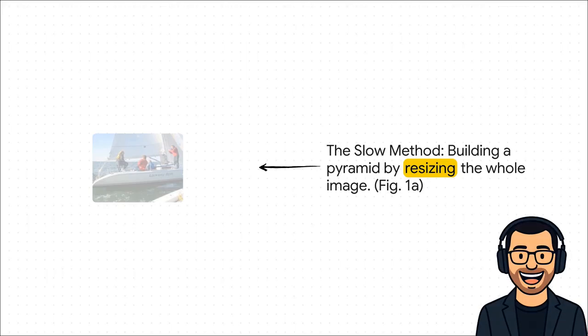Now, this worked great for accuracy. You got these rich, detailed features at every single scale. The problem? It was computationally brutal, just absolutely brutal. Processing the same image that many times made it way too slow for any real-world use.